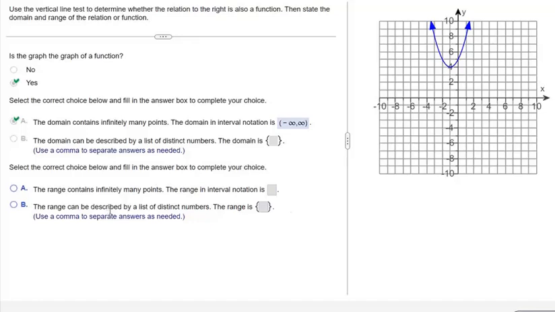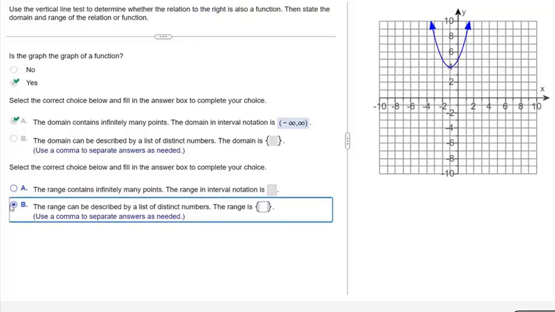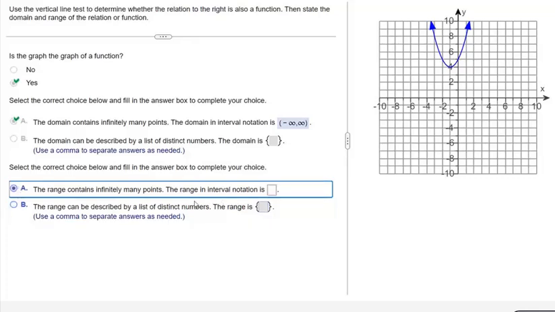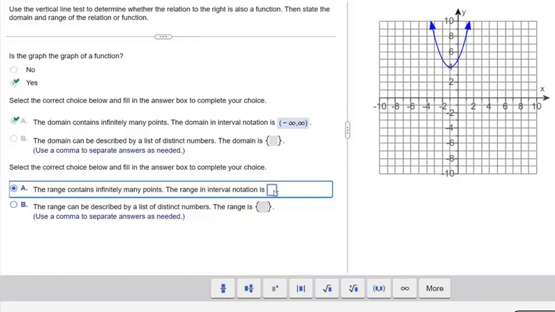Okay, and the range are all the possible y values. So y equals 4 is possible. Y equals 4.01, 4.0001. You can have y equals 4.00000001. So there's not a distinct list. We can't possibly type out all the possible y values. There's an infinite amount. So we need an interval notation, and we always talk about the smallest value, comma, the largest value. And this time it's a range, so we're talking about y values.